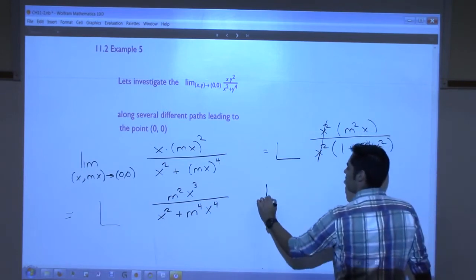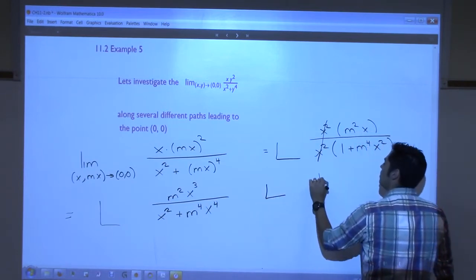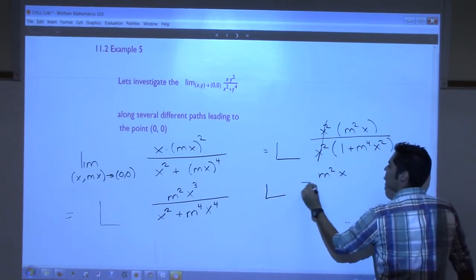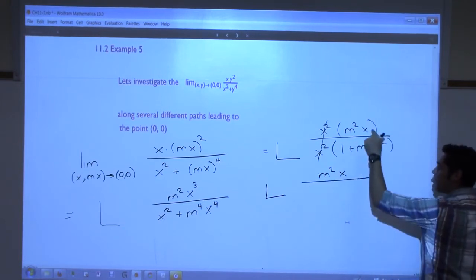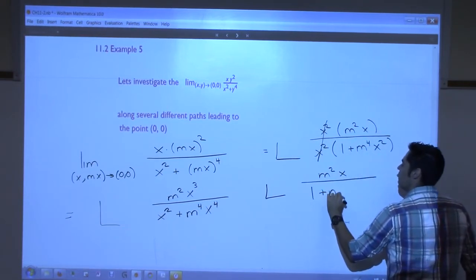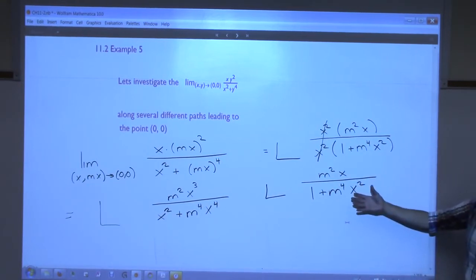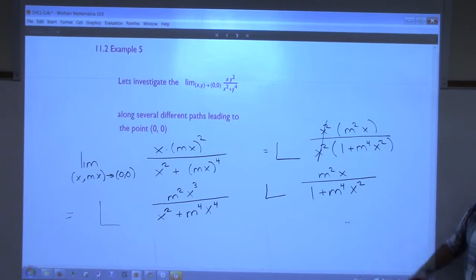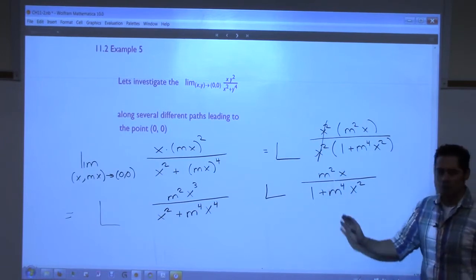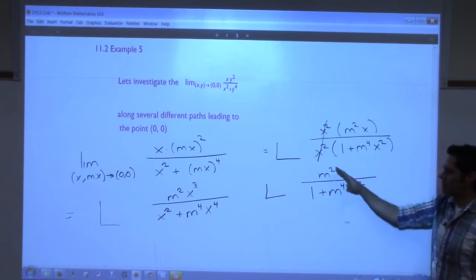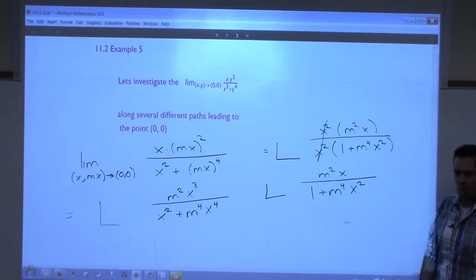And so we're left with the limit of m squared x over 1 plus m to the fourth x squared. So what am I supposed to let go to what here? Let x go to 0, and what do you get? 0, regardless of m, right? Regardless of what you choose m to be. If you choose m to be any number, go ahead, give me a number, fix it, I don't care what it is, this limit's going to go to 0, isn't it?